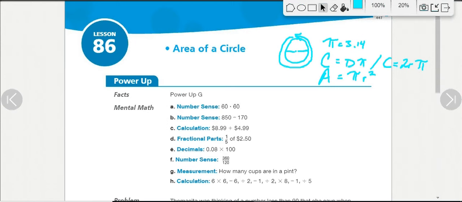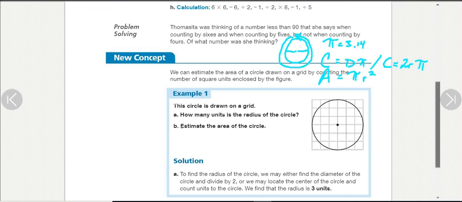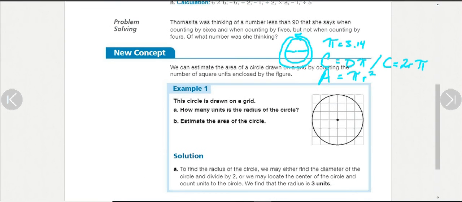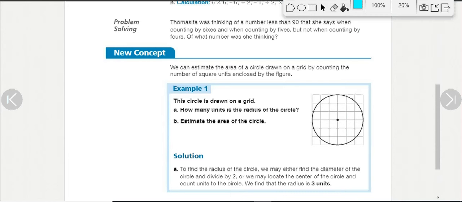Let's take a closer look. First, you can estimate a circle that's already overlaid on units, and we can kind of prove a point here. How many units is the radius? Radius is from the center to the outside. 1, 2, 3. No matter which direction I go, it's worth 3 to the outside, okay? Then estimate the area of the circle.